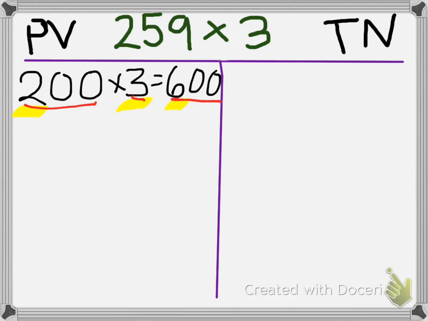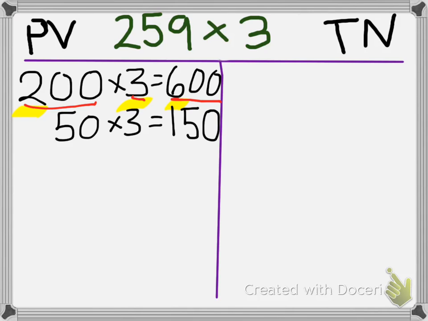The next part of the equation I need to solve is the tens column. So I'm going to go 50 times 3 equals 150. And once again, I know that 50 times 3 equals 150 because 5 times 3 equals 15.